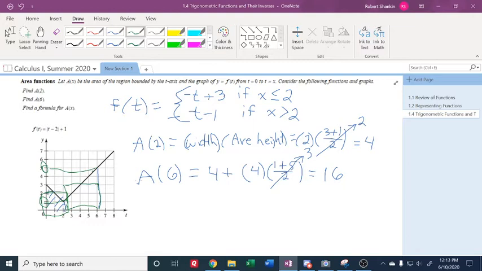Since it's a triangle, you'd have to do half base times height. Tell me how you got the 7, the height of 7. On the y-axis, the line stops at 7. All right, but we never go out there because we're only going to A sub 6. Oh, okay, I see. When A is 6 and that occurs down here. We never get out to here. Yeah.